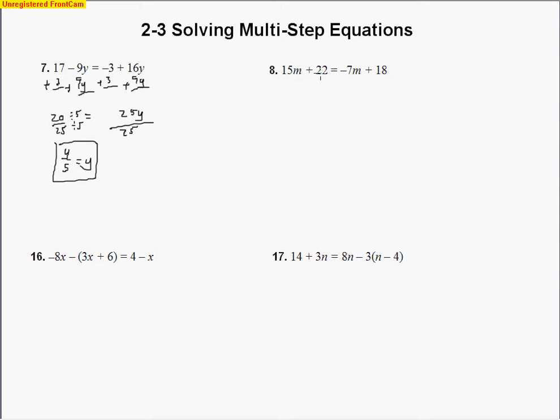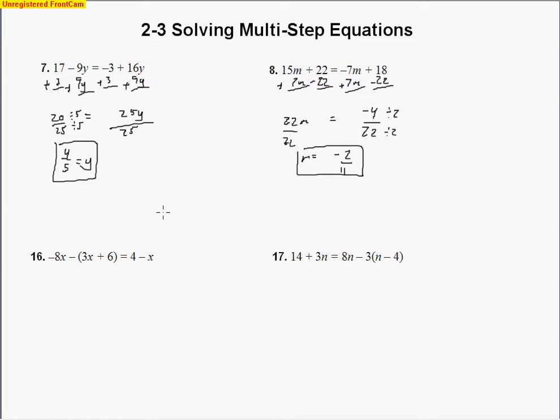On this one, I'll bring the variables to the opposite side this time. So I'll add 7m to both sides, and at the same time take away 22 from both sides. That leaves me with 22m equals, and then here I have to subtract these two numbers because they're opposite signs. I end up with negative 4. So when I divide by 22 on both sides, I just need to reduce the fraction, take out the common factor of 2, and we get our answer, negative 2/11.